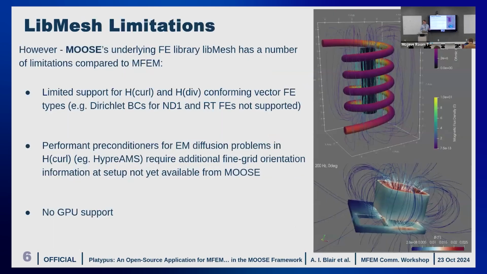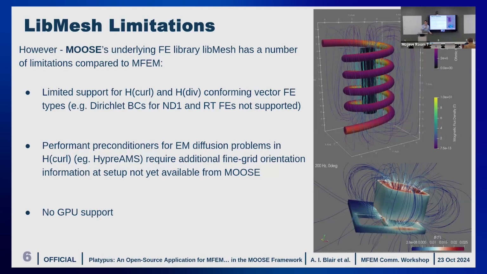But it has its limitations, and a lot of them come back to the underlying finite element library it uses, libMesh. I personally hit a few of these roadblocks myself when I was trying to get some capabilities in for solving electromagnetic problems. Specifically, it has relatively limited support of vector element types, which are needed for conforming modal electromagnetics, and there is, for instance, a lack of support for Dirichlet boundary conditions on those at the moment.